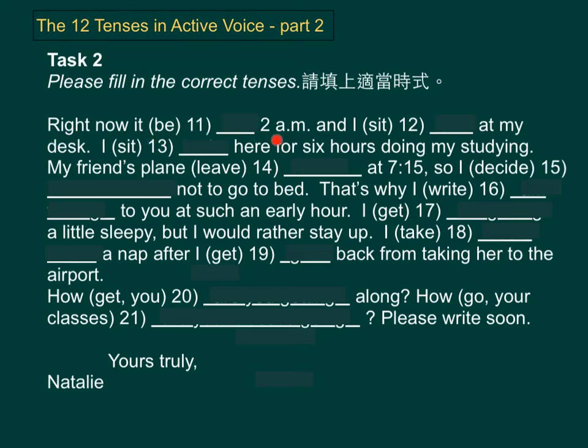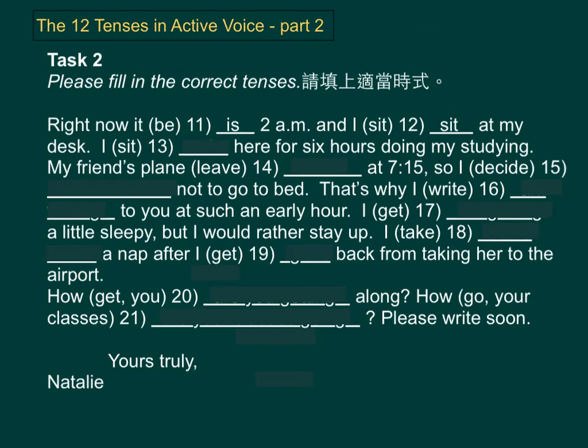"Right now it's 2 a.m. and I ___ at my desk." Note that the time of this sentence is right now, which means it's happening in the present tense. So we use the present tense form of the verb be, which is "is". Right now it is 2 a.m. For the second part of this sentence, we can also use present tense. And I sit at my desk. Note that in this sentence, we can also use the present progressive tense, "am sitting", if this is an ongoing action.